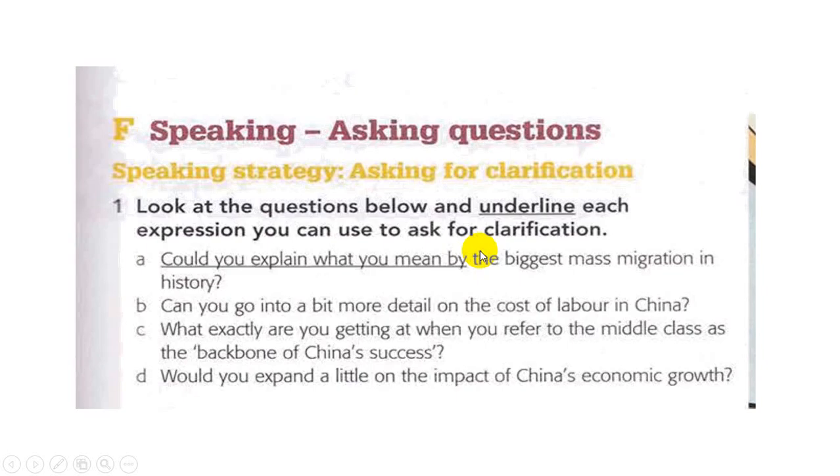In exercise 1, look at the questions below and underline each expression you can use to ask for clarification. So we have questions here, and we have to underline which expression is used to ask for clarification. Number A: Could you explain what you mean by the biggest mass migration in history? So we can use the expression, could you explain what you mean by? This is used to ask for clarification.